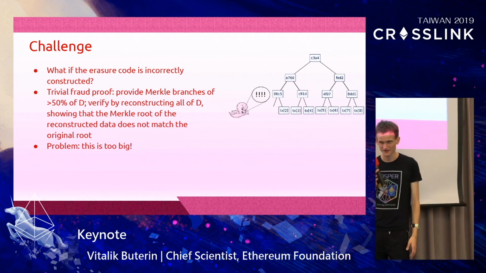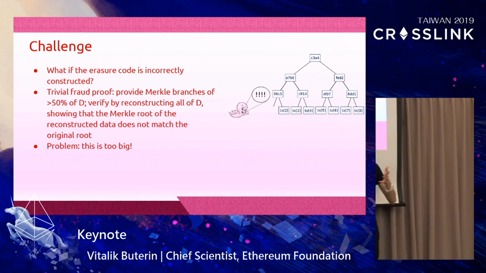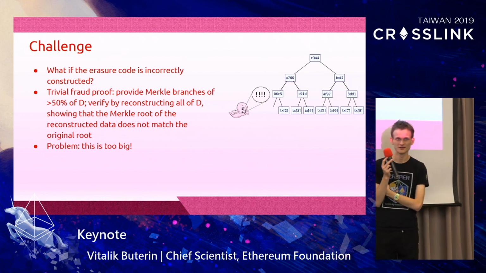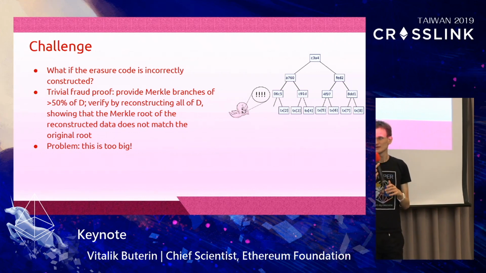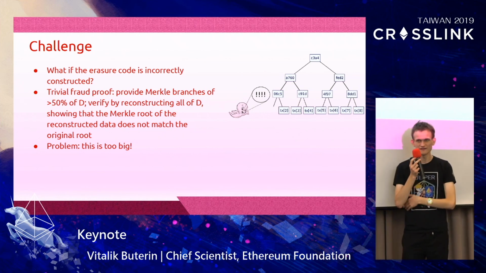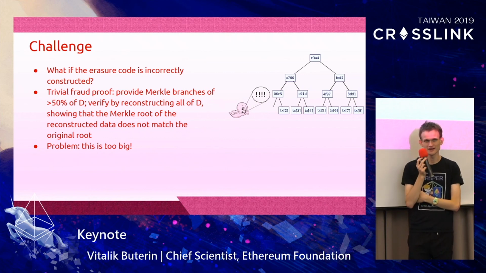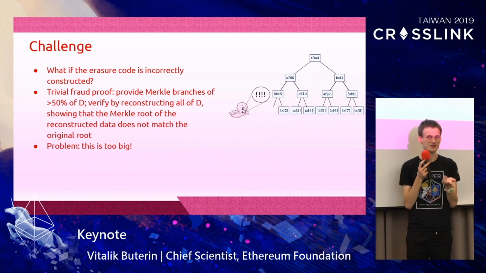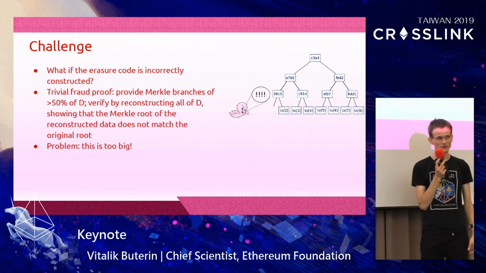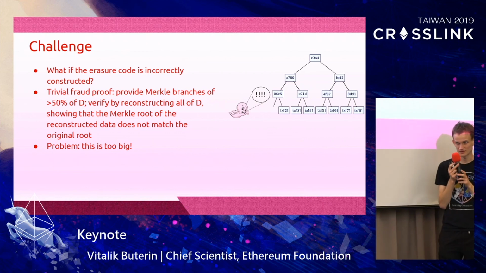But the problem is that this is too big. Basically, one of these entire blocks could be huge. It could be potentially many megabytes, could be even more. And we want fraud proofs to be reasonably sized, because if a fraud proof is not reasonably sized, then you can't put it into a blockchain and use it inside of a blockchain protocol to take away someone's deposit, for example, right? Or even just clients can't even download it. So what do we do?